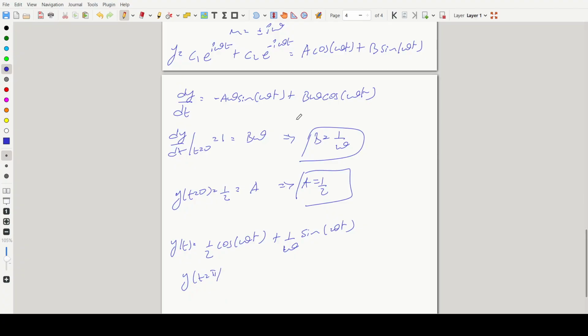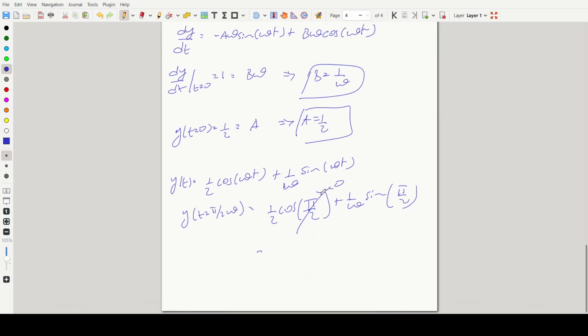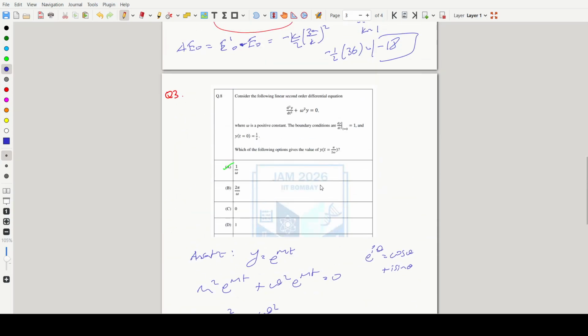At t equals pi over 2 omega, this is half cos of pi over 2, the omegas cancel, plus 1 over omega sine of pi over 2. Cos pi over 2 is 0, sine pi over 2 becomes 1, so the answer is 1 over omega, which matches option A.